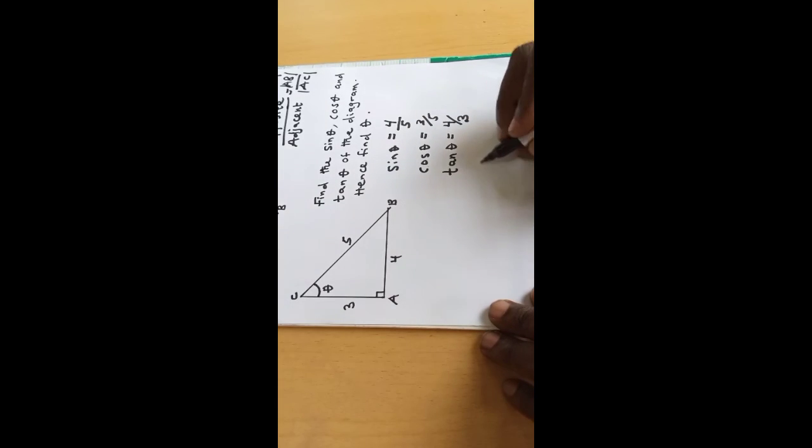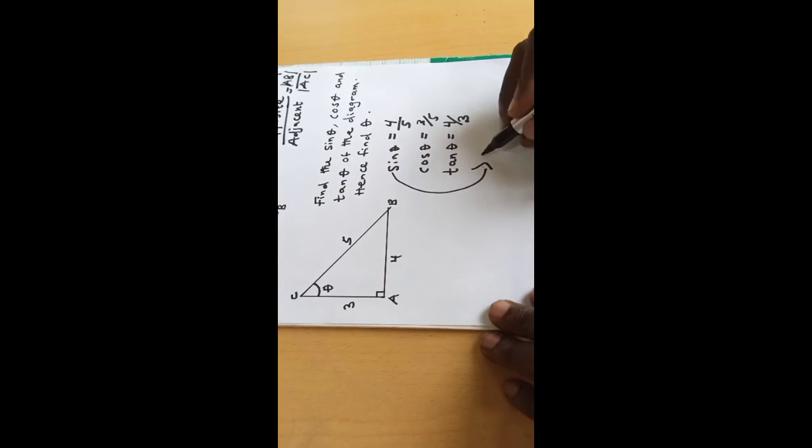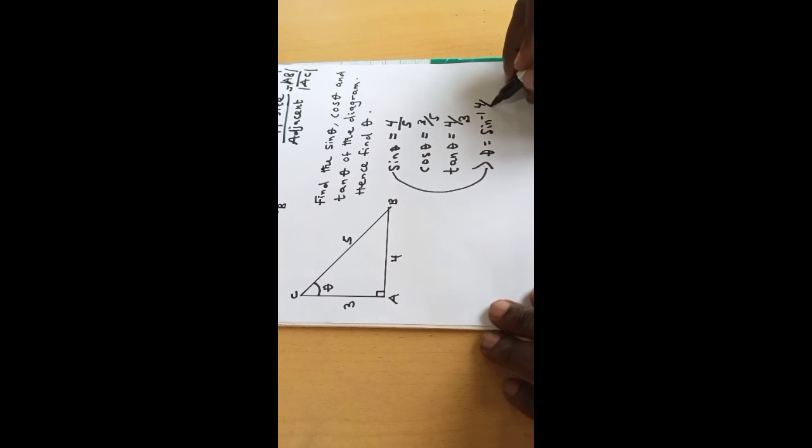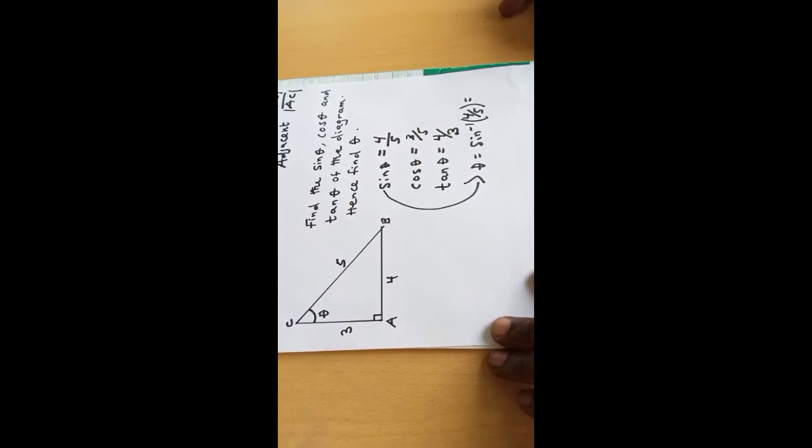So taking the first one, theta is equal to sine inverse of 4 over 5. Now you have to punch your calculator for sine inverse of 4 over 5, and that is 53.13 degrees. When you punch your calculator, that is what you get.